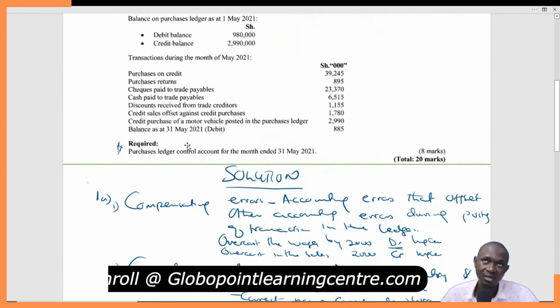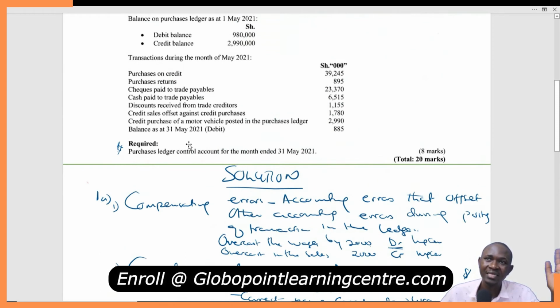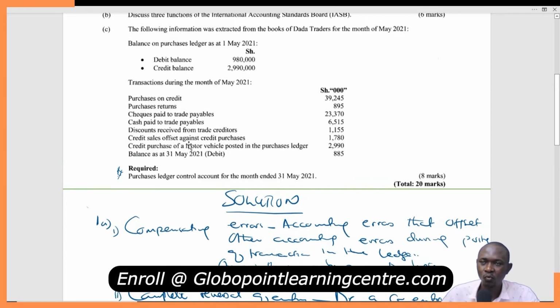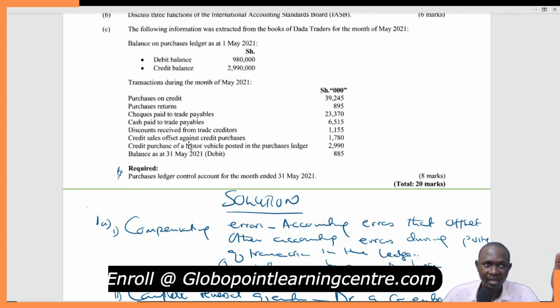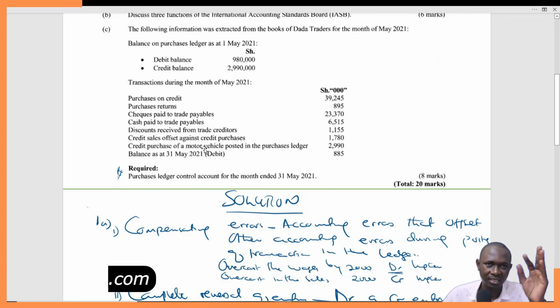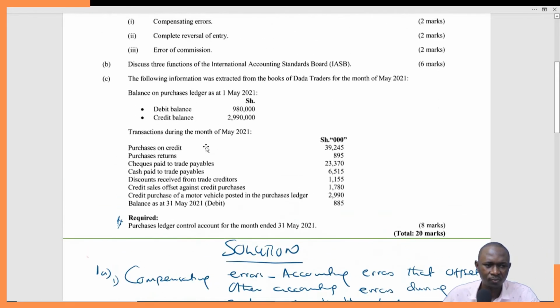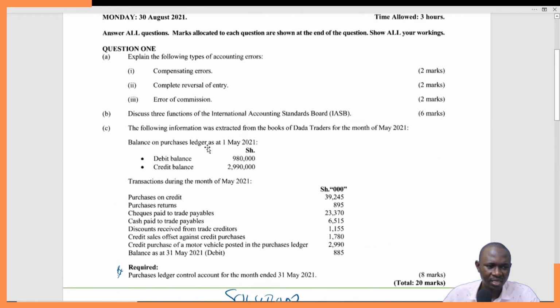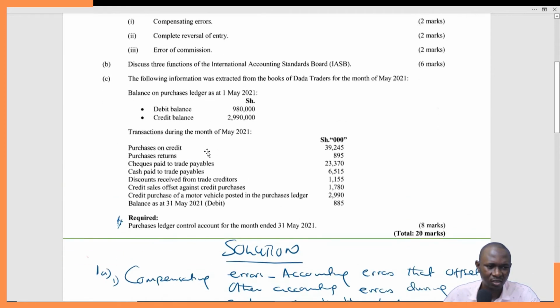For a purchases ledger control account, anything that increases the liability, we credit. Anything that reduces liability, we debit. It's as simple as that. So if we buy more goods on credit, we are increasing our liability, we credit. If we pay, for example, for the goods that we purchased, we are reducing our liability, so we debit. That is the rule. And then at the very beginning, just follow the instructions as they are.